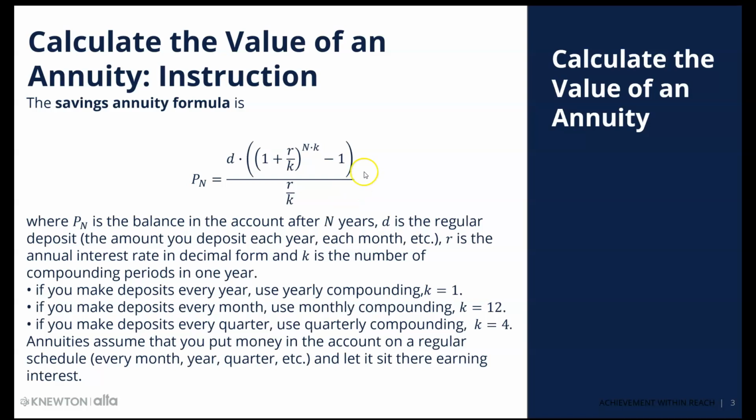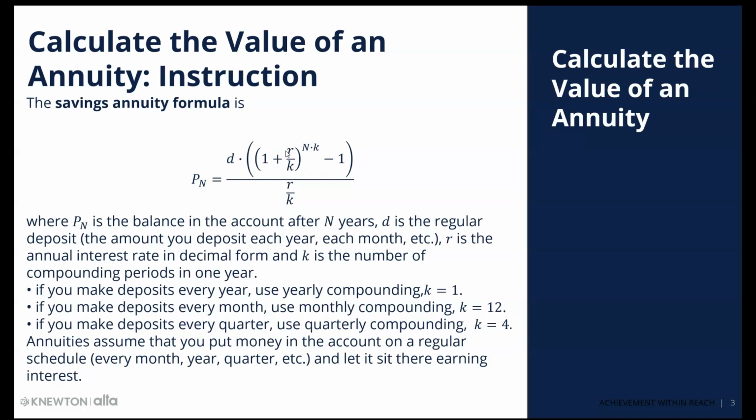Now, the formula that you see here is called the savings annuity formula. P sub n here is the balance in the account after n years, or this is the future value, or the accumulated value after n years. The D here is the regular deposit, the amount that you deposit each year, each month, each quarter, etc.